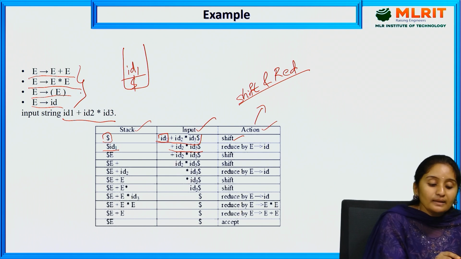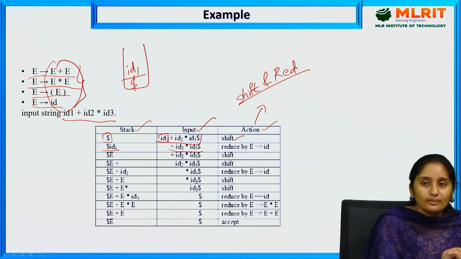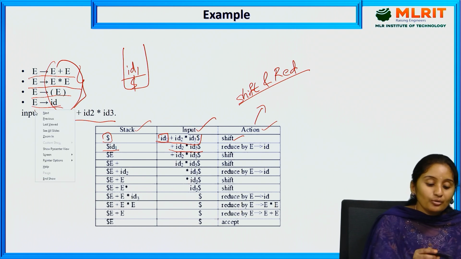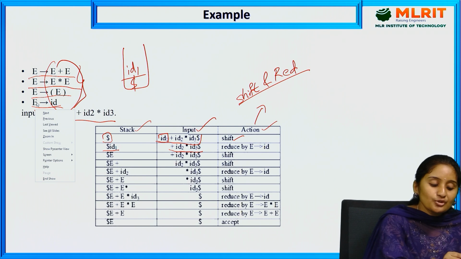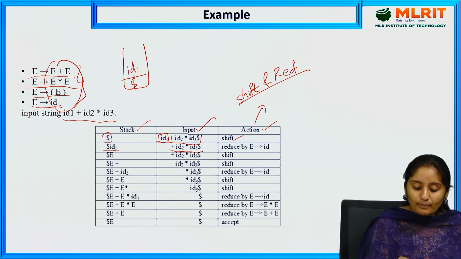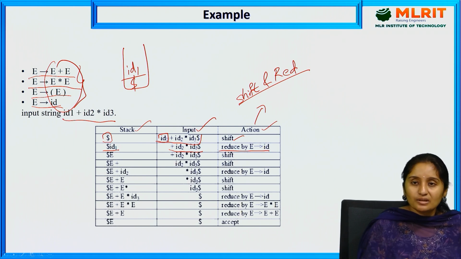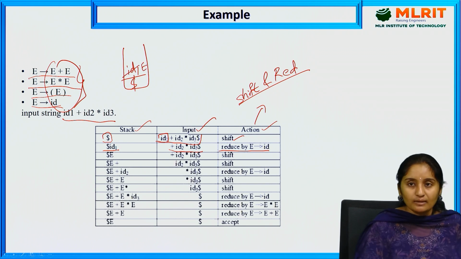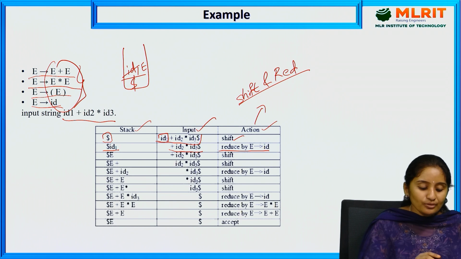Yes, in the grammar, on the right hand side of the production, ID is present. So it can be replaced with E. So what am I going to do? ID1 is reduced to E. So what type of action is this? It is a reduce action. We reduce by E tends to ID. So now ID1 is reduced to E.